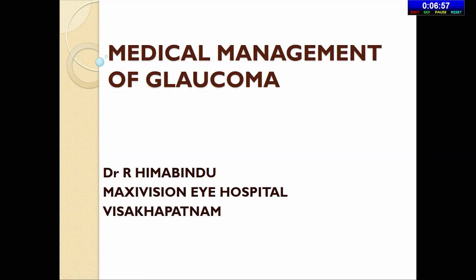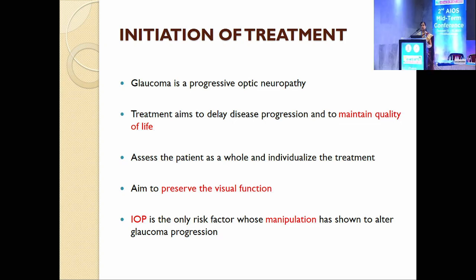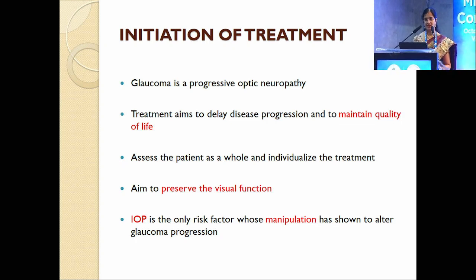Good morning, everyone. So I'll be talking about medical management of glaucoma. We all know that glaucoma is a progressive optic neuropathy, and we are all aware that whatever damage occurs in glaucoma is irreversible. So when we are treating a patient, what we are trying to do is preserve whatever healthy nerve fibers are left so that we can preserve the visual function and delay the disease progression. All this by maintaining the quality of life of the patient.